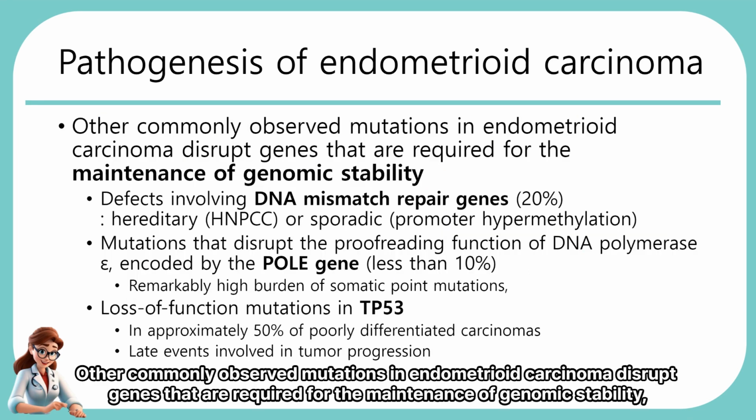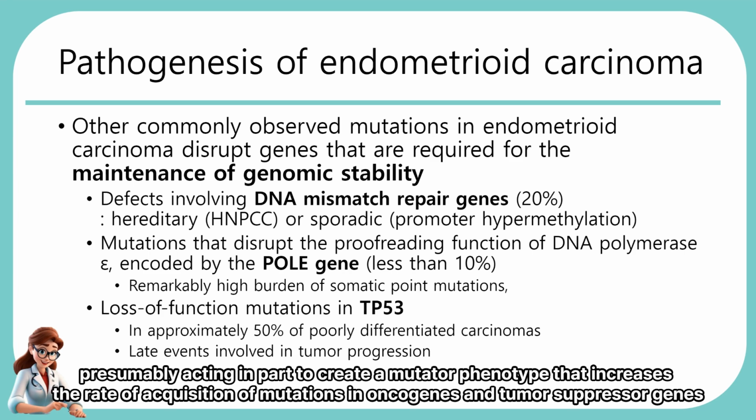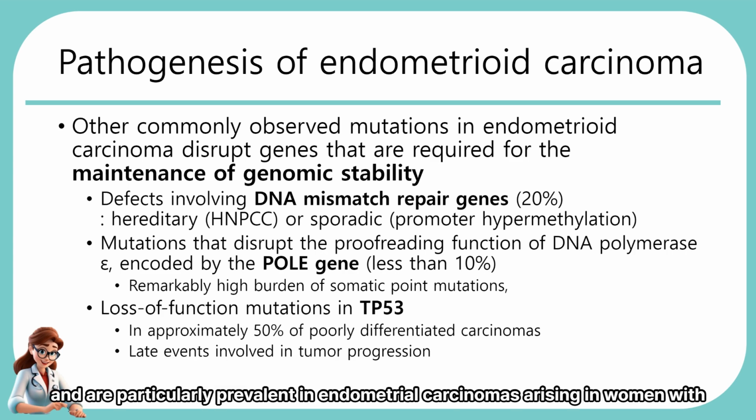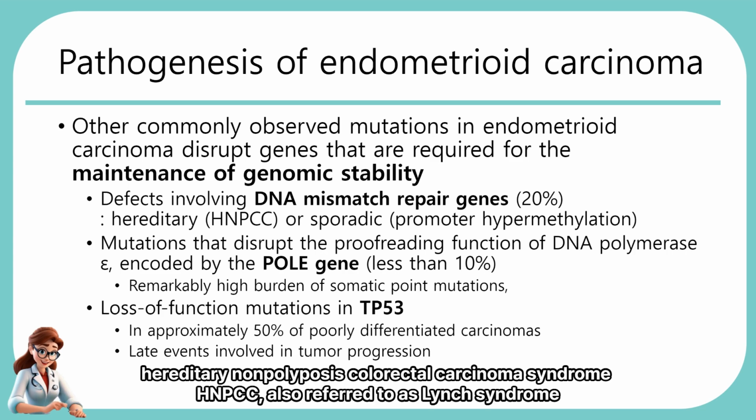Other commonly observed mutations in endometrioid carcinoma disrupt genes that are required for the maintenance of genomic stability, presumably acting in part to create a mutator phenotype that increases the rate of acquisition of mutations in oncogenes and tumor suppressor genes. Defects involving DNA mismatch repair genes are found in about 20% of sporadic tumors, and are particularly prevalent in endometrial carcinomas arising in women with hereditary non-polyposis colorectal carcinoma syndrome (HNPCC), also referred to as Lynch syndrome.